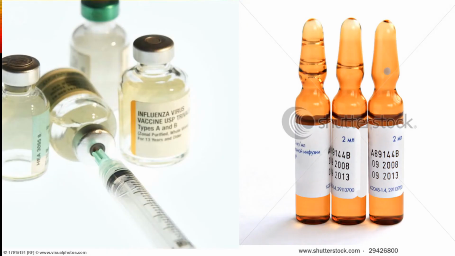On the left-hand side is an example of a vial, and you can see that's an influenza, so it's a multi-dose vial. You would provide the date and your initials when you first open that up to start using. On the right-hand side are ampules, and that's a single dose vial.